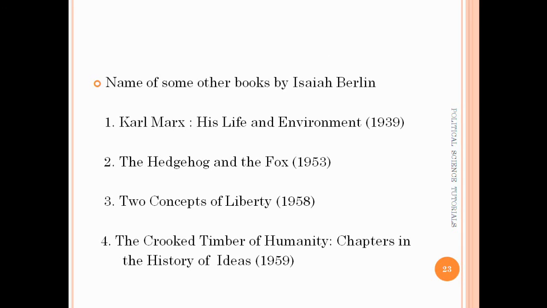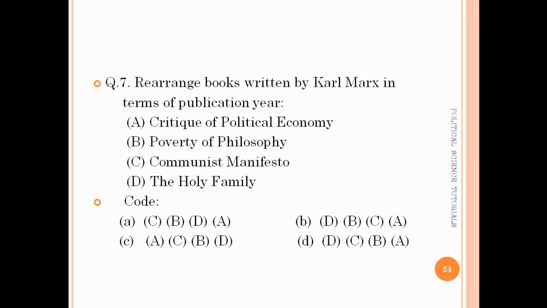He wrote many books, but here we are mentioning the names of four books. First, Karl Marx, His Life and Environment, which was written in the year 1939. Second, The Hedgehog and the Fox, which was written in 1953. Third, Two Concepts of Liberty, which was written in 1958. And number 4, The Crooked Timber of Humanity, Chapters in the History of Ideas, which was written in 1959.